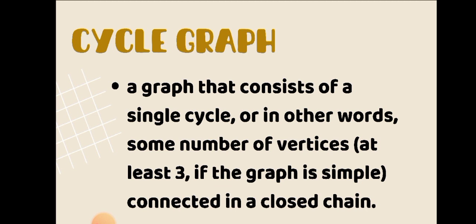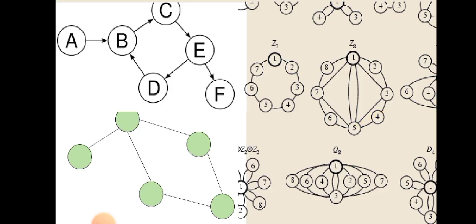So a cycle graph is a graph that consists of a single cycle, or in other words, some number of vertices, at least three if the graph is simple, connected in a closed chain. So this is an example of a cycle graph.